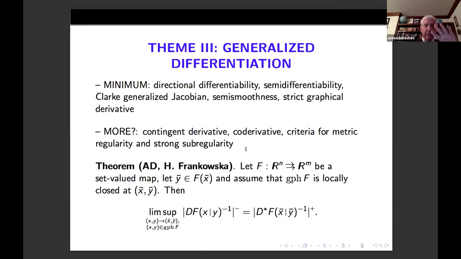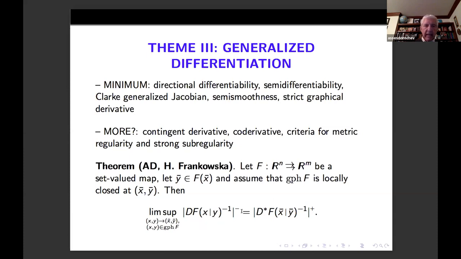So forget about metric regularity and stuff, and consider a mapping acting in finite dimensions. Suppose that we have a reference point of this mapping and assume that the graph of F is locally closed around this point. This means that if you intersect with a ball around this point, the intersection is closed. Then you have the following equality. To the left is the limsup of the outer norm of the inverse of the contingent derivative. And here is a typo, it should be at x bar, y bar, where x, y goes to x bar, y bar along the graph of F.